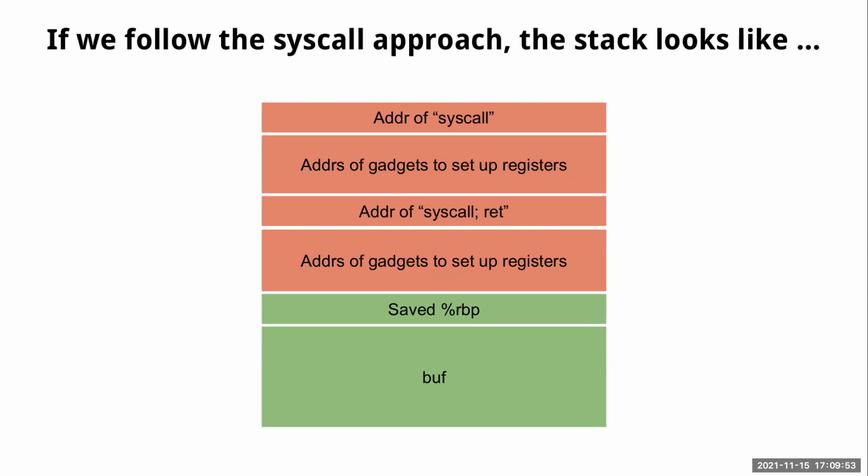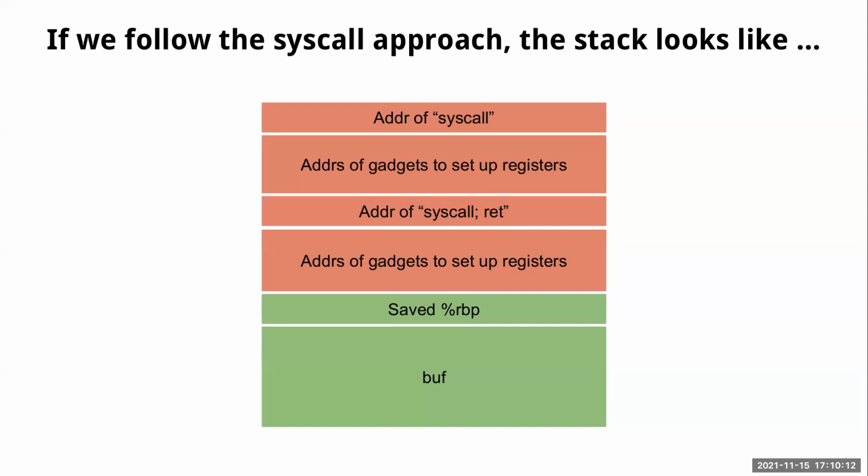Then we have saved RBP. This one is 8 bytes. So you will fill this one with 12 bytes. Then you have the address of several gadgets. Those gadgets are there to set up the registers for you to make the system call.